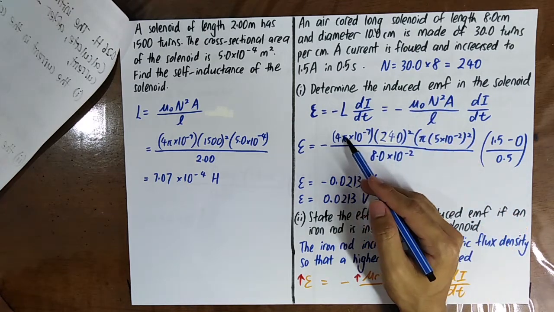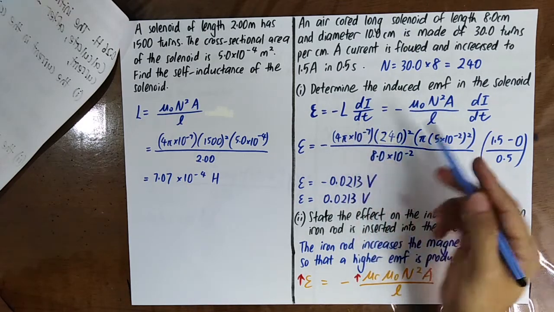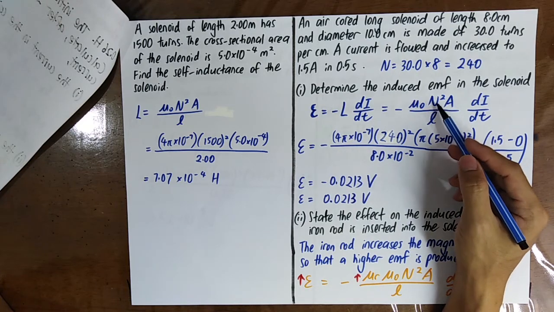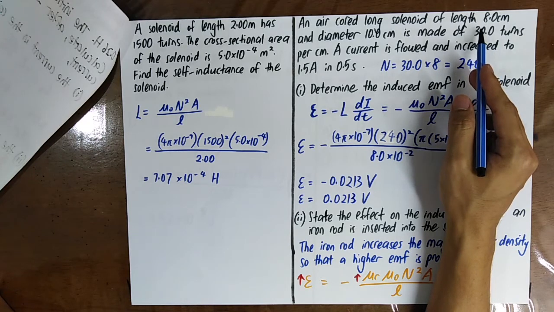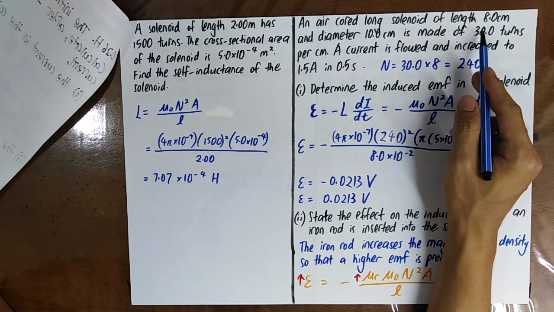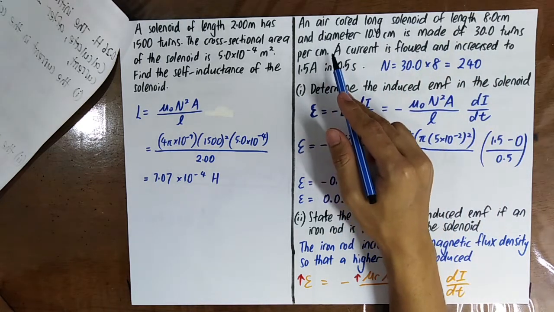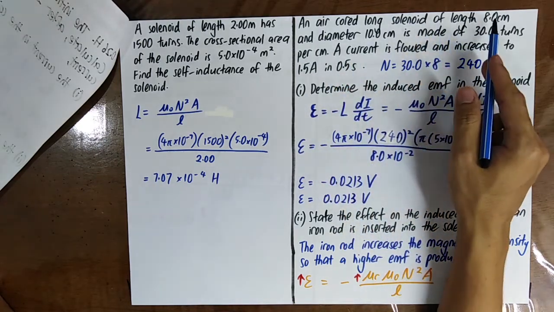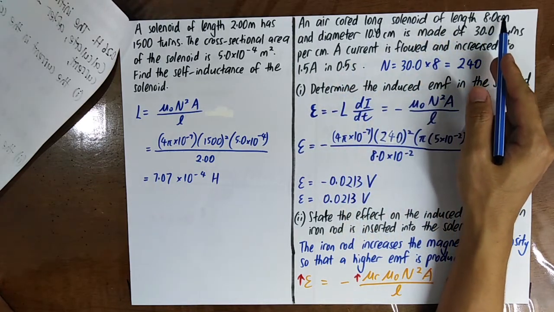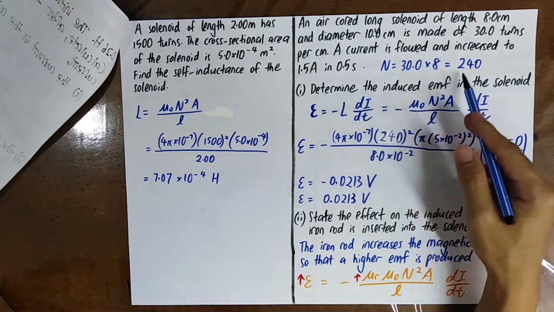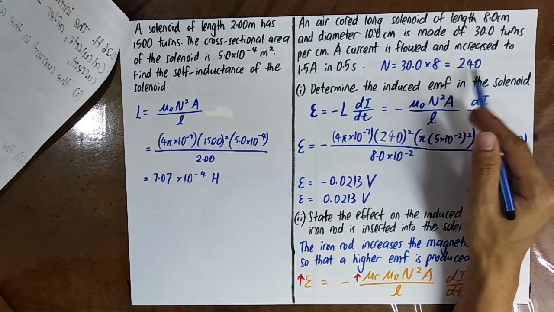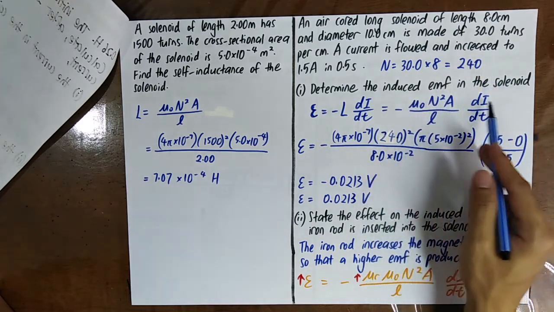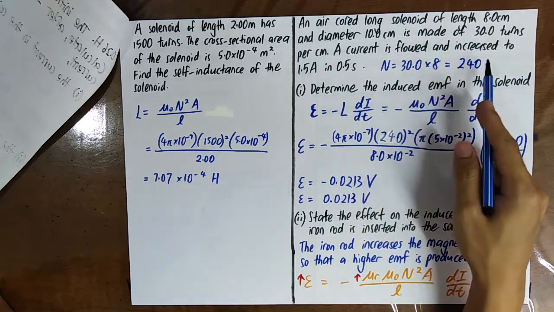Mu naught is 4 pi times 10 power negative 7. N is the total number of turns in the solenoid. Just now you already know that it states the number of turns is 30 turns per centimeter, and the solenoid is of length 8 centimeter. So your total number of turns is 30 multiplied by 8, which is equal to 240 turns. Okay, and then the area of the solenoid is pi r square.